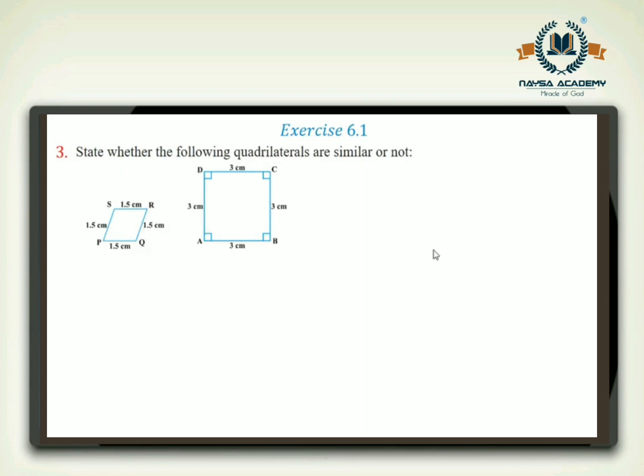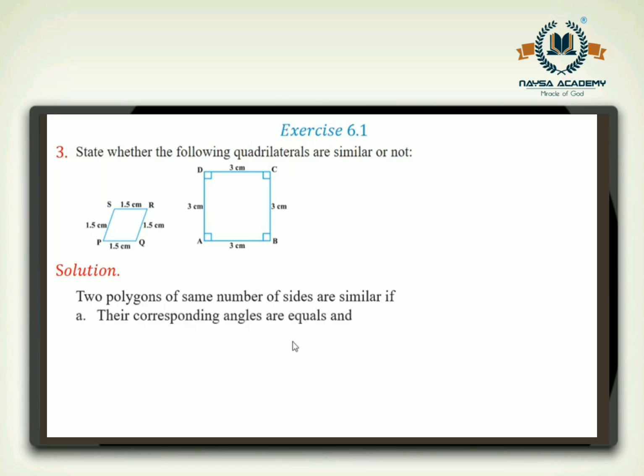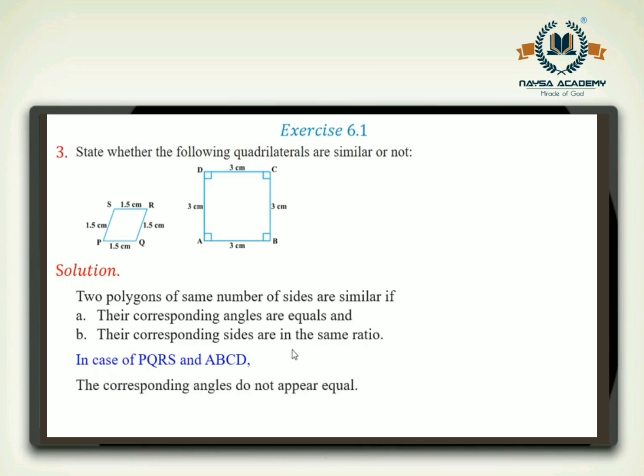Now check whether these two figures are similar or not. We know that polygons of the same number of sides are similar if their corresponding angles are equal and their corresponding sides are in the same ratio. Here you can see that we have four sides for PQRS and four sides for ABCD. Now if you see these quadrilaterals PQRS and ABCD, you notice that the corresponding angles are not equal. So the first condition is not satisfied, hence PQRS and ABCD are not similar.